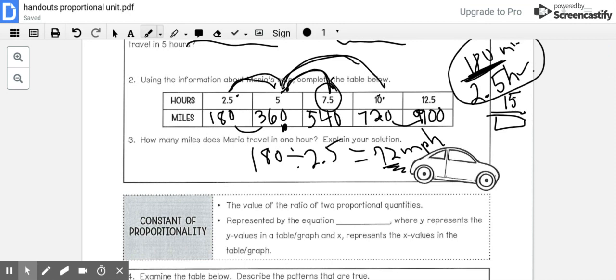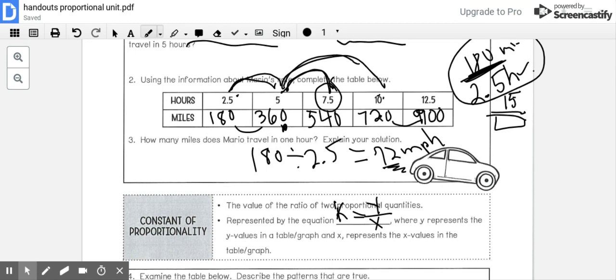So what is the constant of proportionality? Basically, it is just your unit rate. It's the value of the ratio of two proportional quantities. That kind of sounds confusing. It's represented by this equation. Don't ask me why, but they use the letter k equals, and then you do y divided by x. You always do the y first, y divided by x.